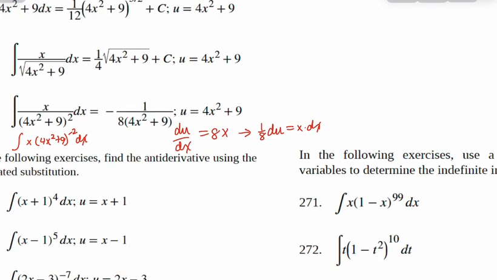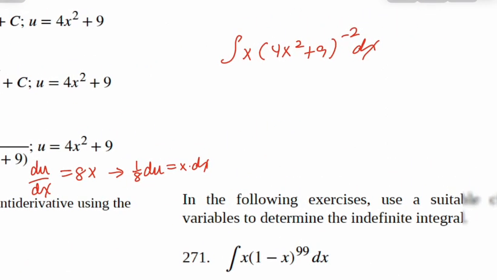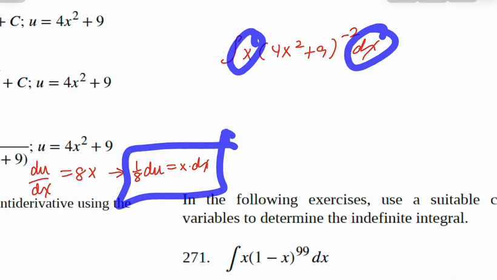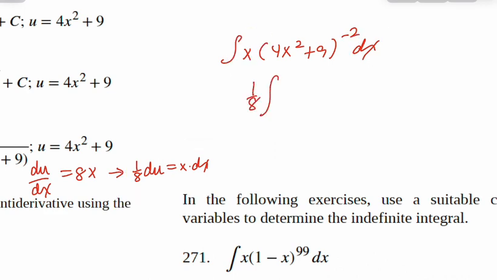Okay, so remember, we've got this problem that contains all of these x's and dx's. We need to make them u's. So we know that the x and the dx are equal to 1/8 du. Put the 1/8 on the outside so you don't have to mess with it. 4x squared plus 9 is equal to u. Remember, u was 4x squared plus 9. It says it right there. So that's just u to the negative 2.